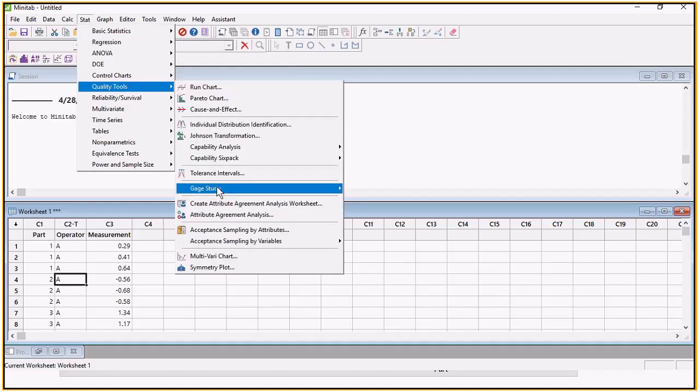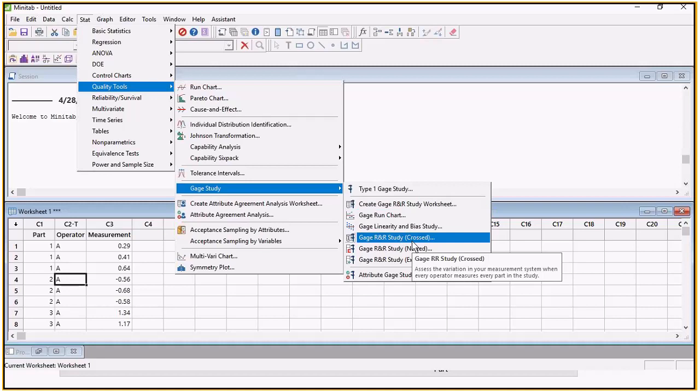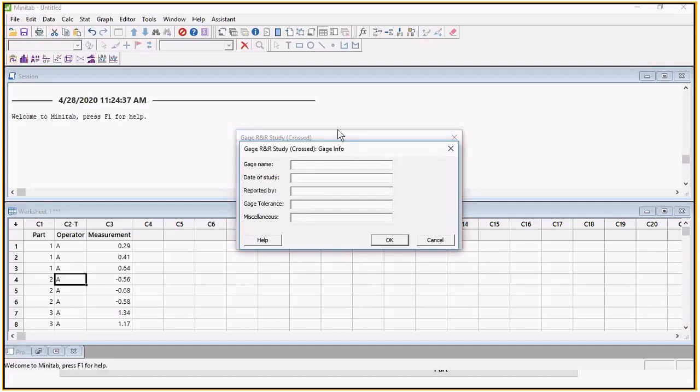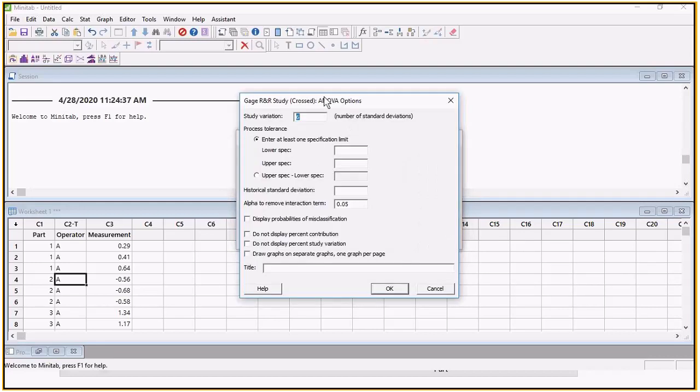Go to quality tools, gauge study, and gauge R&R crossed. Please note that here you have to put the part number, operators, and the measurement data, right? ANOVA, as I already told you in my previous video, you can go and check. You can write the gauge information here. You can go to the options. You can put your study variation. Mostly we keep 6 because we want to cover 99.9973% of data. If you have your specification limits, please enter the lower or upper specification limit or the difference. You can select any one of these, okay? Maybe this one where you can write, or if you want to choose the difference, you can choose it here, okay? If you have the historical standard deviation, you can mention it here.